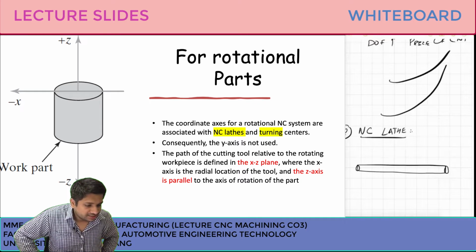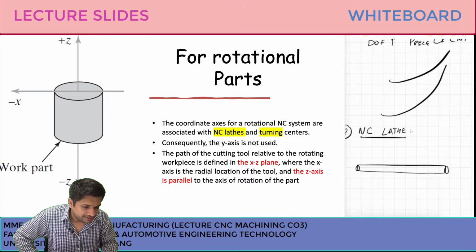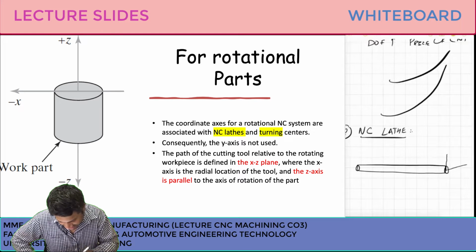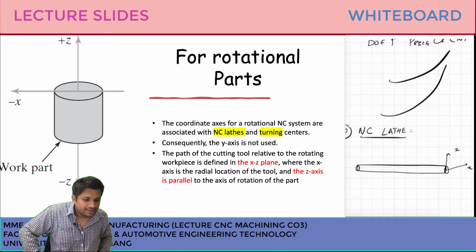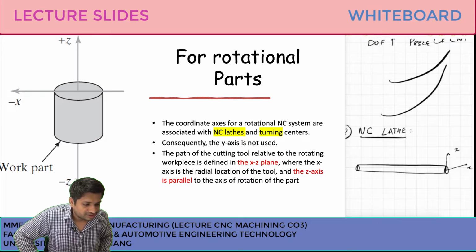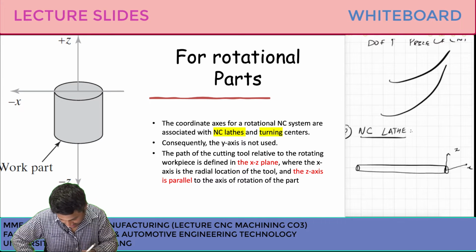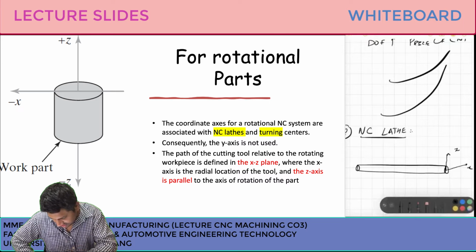So in this type of machine, we have the XZ plane. Here we have the XZ plane. So I will say that this is my Z and X plane. And then the x-axis is the radial location of the tool, and the z-axis is parallel to the axis of rotation of the part. Okay, I think I have made a mistake here.